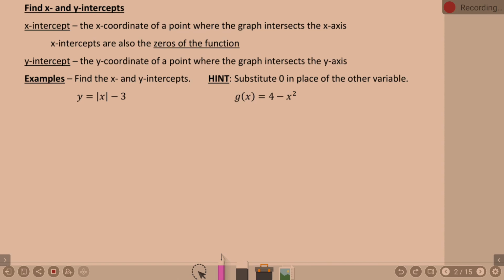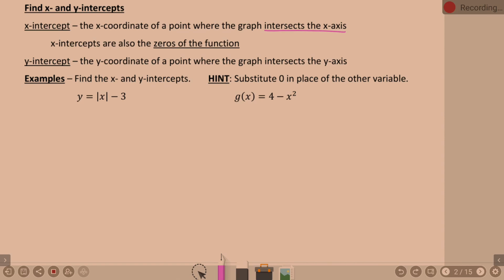Okay, next topic, x and y intercepts. When we talk about x and y intercepts on a graph, that's where your graph crosses the x-axis or the y-axis, okay? It's just what it sounds like. So the x-intercept is the x-coordinate of a point where the graph intersects the x-axis.